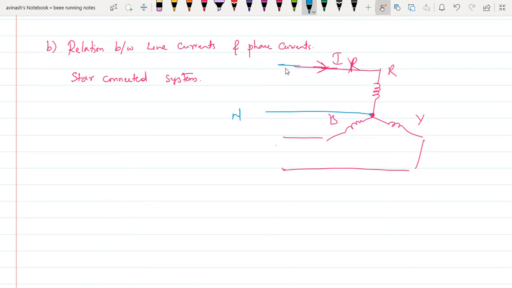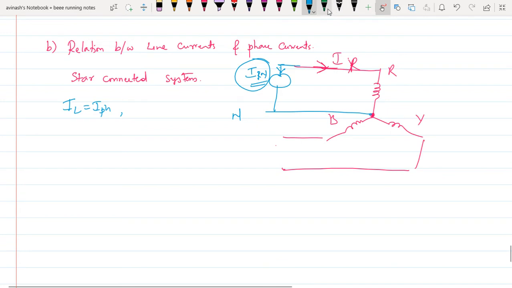Then if I connect any load here, any fridge or any appliance, at this point, then the current which is flowing through this part will be the phase current. That is called IRL. Hope you understand this point. So here, line current and phase current both are the same in case of a star connected load.